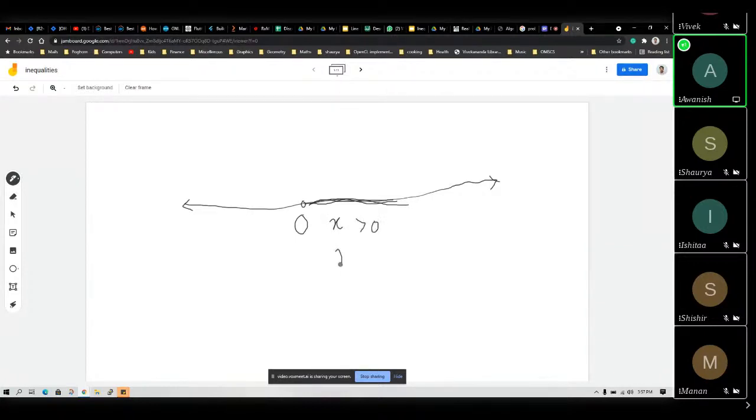If it was x greater than or equal to 0, in that case we will make this dot a colored dot, and then the bold side will be on the positive side. You got the difference between equality and inequality? How to draw this on the number line? One is a hollow point, and one is a solid point. Okay? Understood. So that's how we draw it on the number line.